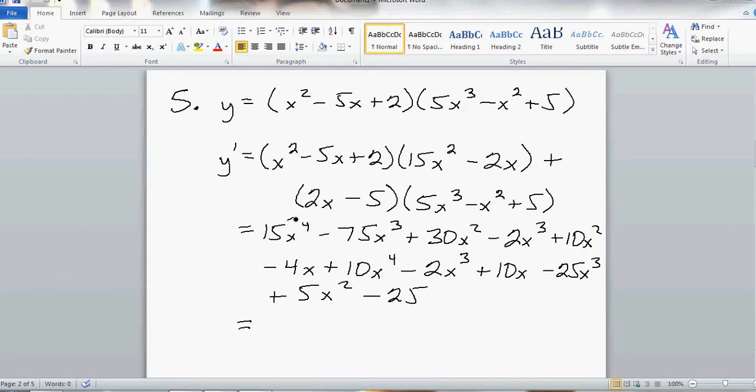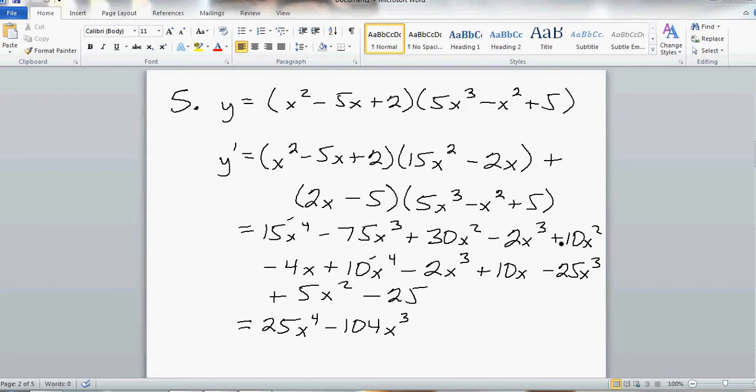So I'm going to take 15x to the fourth plus 10x to the fourth and get 25x to the fourth. Now I'm going to look for my x cubes. Negative 75x cubed, negative 2x cubed, so that's negative 77. Another negative 2, so that's negative 79. And another negative 25, so that's a negative 104. Negative 104x cubed.